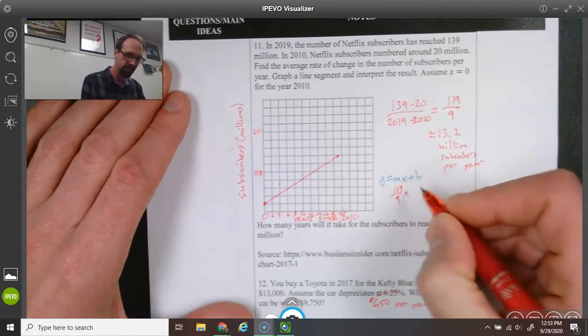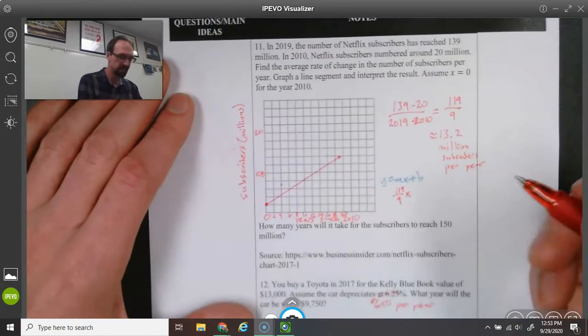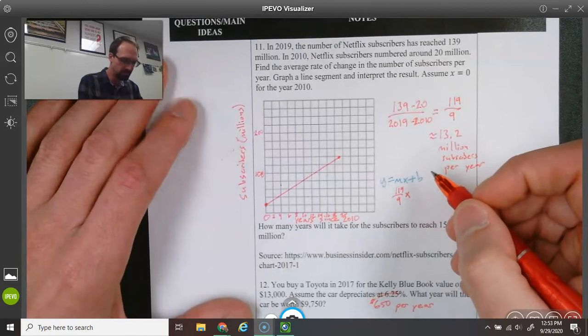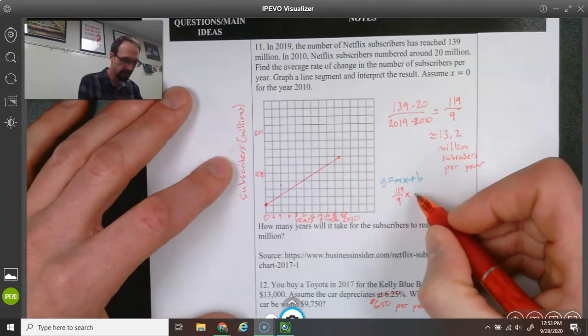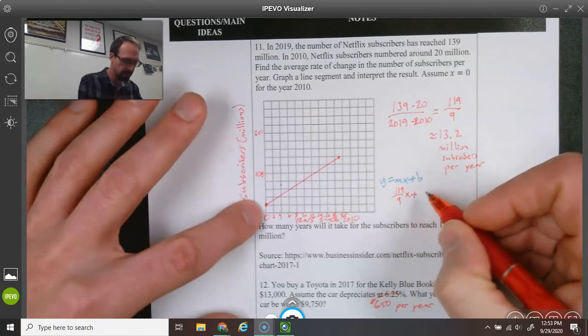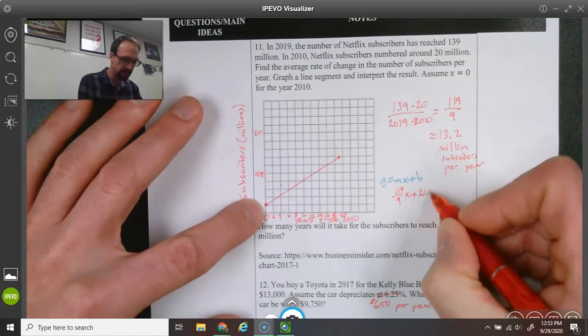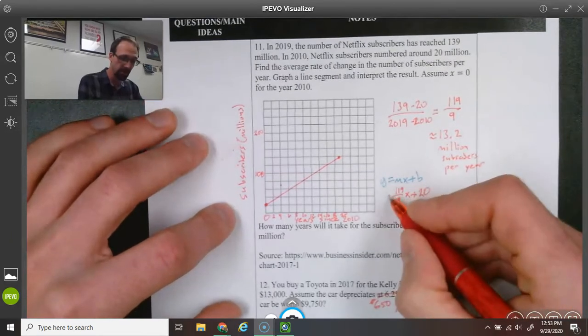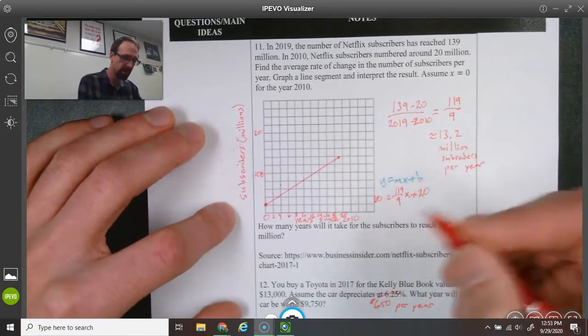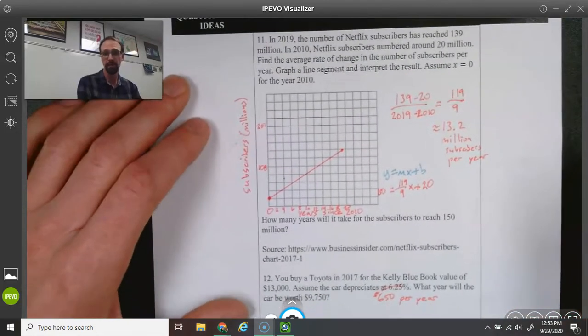X is what I'm trying to find. That's my value in years. And then my y-intercept, in this case, is 20, because it's starting at 20 million. When x is 0, my y value, I want to know when it hits 150. So now I can solve for this x value, and it gives me my answer.